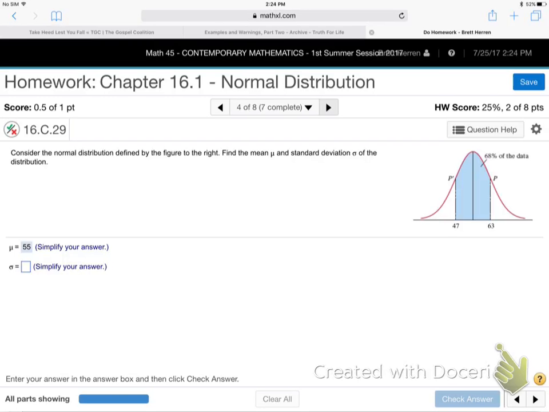To me, it would be very boring if it didn't connect to anything in the real world. And this does. This is very, very much real. Consider the normal distribution defined by the figure to the right. So first we just got to learn the tools, and then we'll do the real life stuff. Find the mean and standard deviation of the distribution.